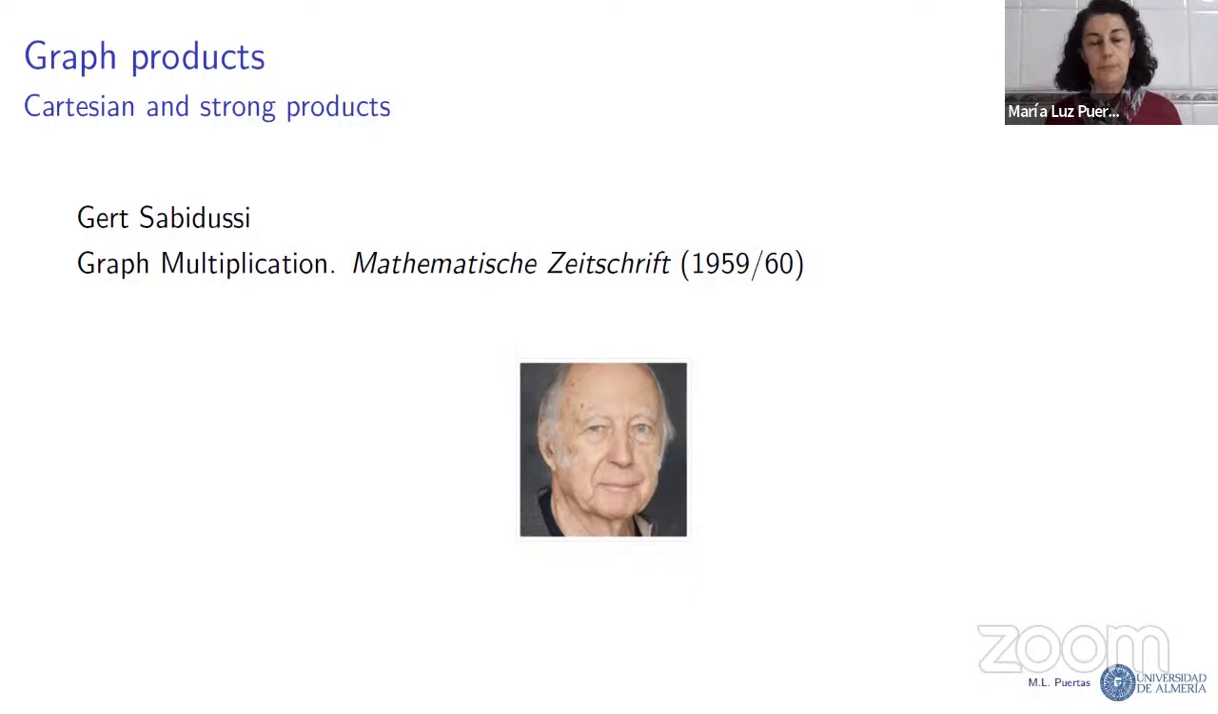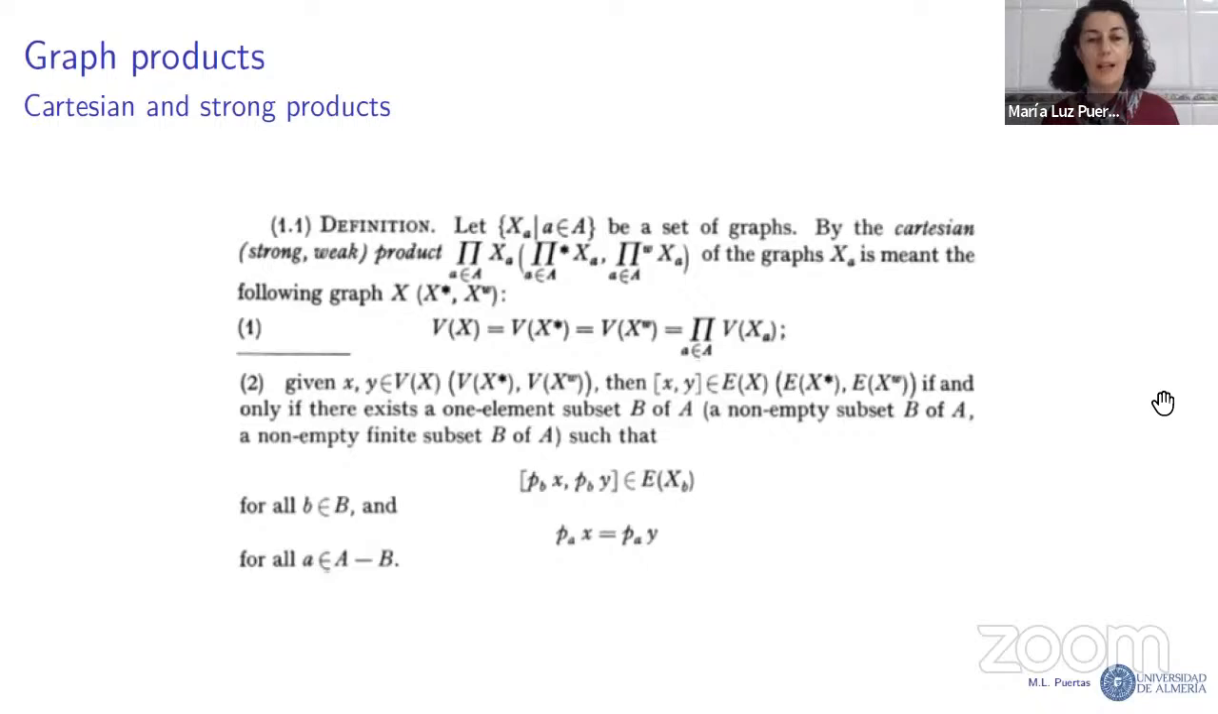The purpose of the definition was to deepen the study of the automorphism group of a graph. I put here the original definition. I know that it's quite old-fashioned, but if possible, I always like to see the original definition because it's like feeling the hand of the author writing the proofs and the definition and the original ideas. So in the paper, Sabidussi proposed three different products: the Cartesian, the strong, and the weak ones.